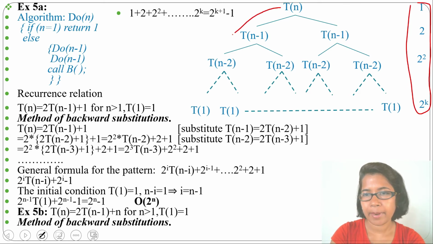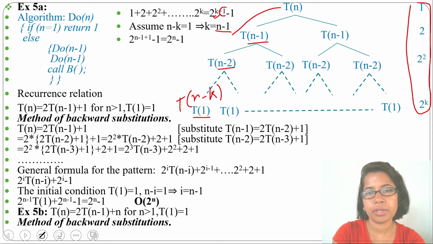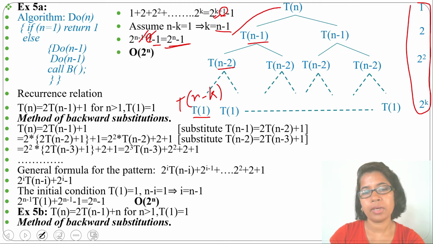Then just follow this pattern, n minus 1, n minus 2. Just assume this is T n minus k. T n minus k is T of 1, so the k value will be n minus 1. In place of this k, just substitute n minus 1. 2 power k plus 1, so 2 power n minus 1. Before, 1 plus 1 was given, just write plus 1, then minus 1. So minus 1 plus 1 will be cancelled. We'll get 2 power n minus 1, and the running time will be big O of 2 power n.